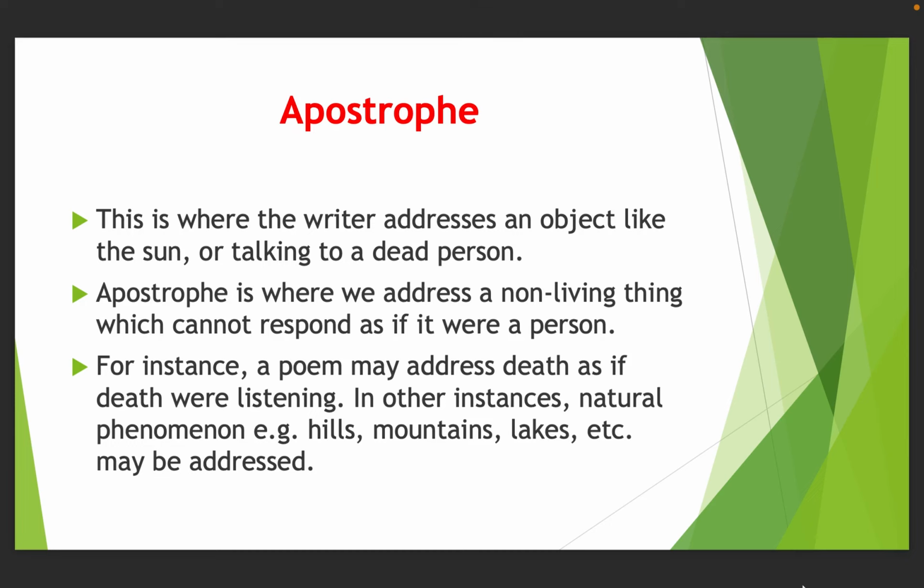Apostrophe. This is where the writer addresses an object like the sun, or talks to a dead person. Apostrophe is where we address a non-living thing which cannot respond as if it were a person. For instance, a poem may address death as if death were listening. In other instances, natural phenomena e.g. hills, mountains, lakes, etc. may be addressed.